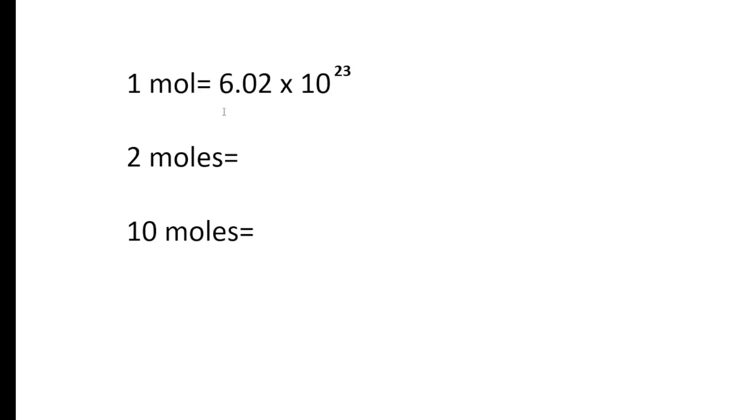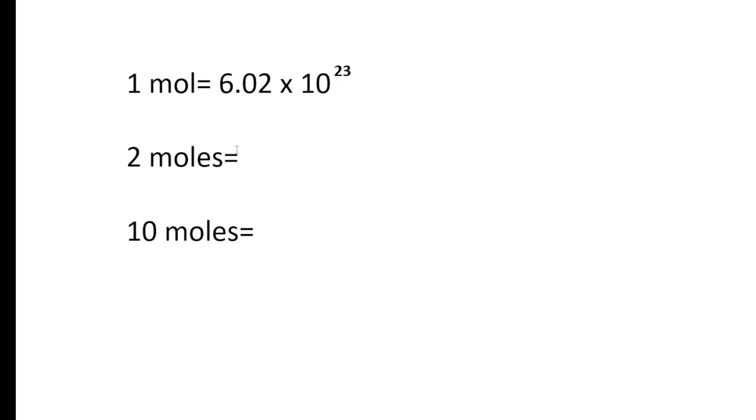Now, we know 1 mole is 6.02 times 10 to the power of 23. Let's say, what about 2 moles? What about 10 moles? Please pause the video and do this question. I want you to figure out the value of 2 moles and 10 moles.